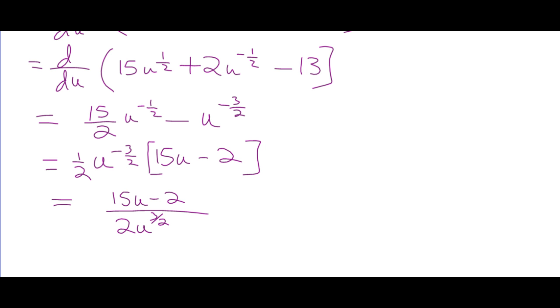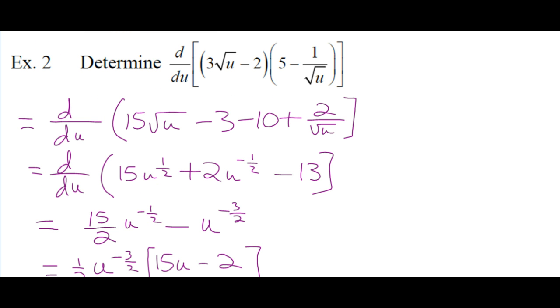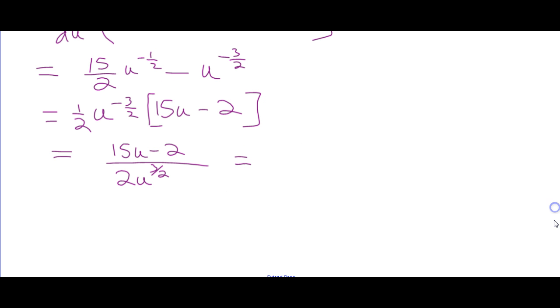Now, of course, what should we do with the u to the 3 halves? Because what form was the original, right? So we've got radicals sitting here, right? So we want to radicalize things. So 15u minus 2 over 2 square root of u cubed. Okay, so we're going back into radical form, right, from exponential form. It's all right.